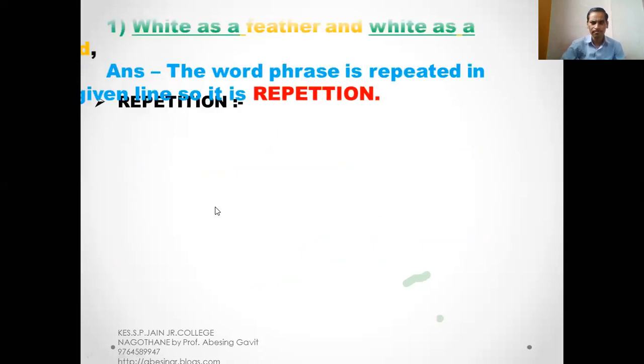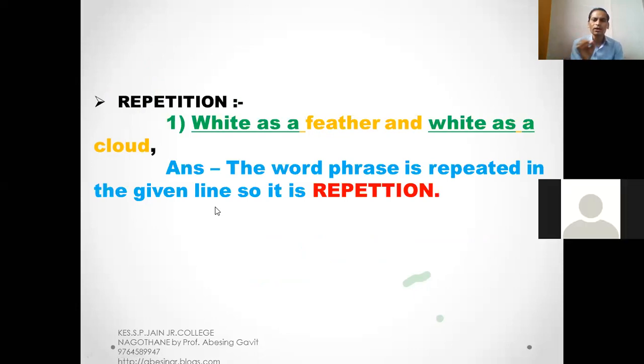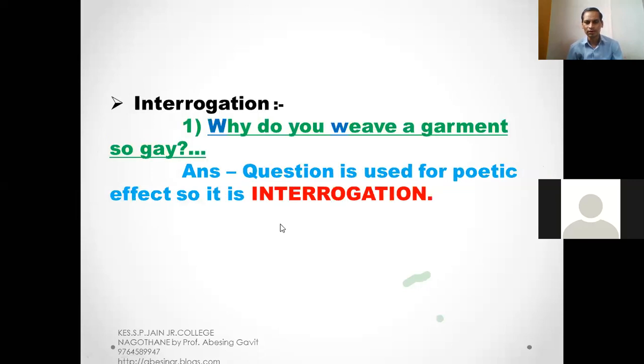Now here, repetition. One thing you have to keep in mind: in alliteration, initial letters are repeated, that is what we call alliteration. And repetition means what? The word is repeated in the sentence. That is what we call repetition. Now see the example, white as a feather and white as a cloud. Answer, the word or phrase is repeated in the given line, so it is repetition. So it's a very important thing.